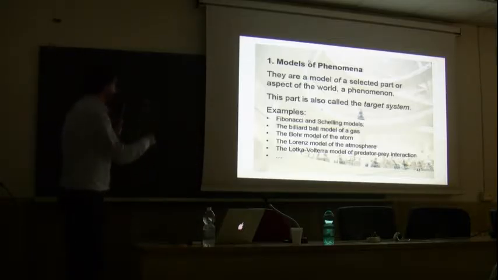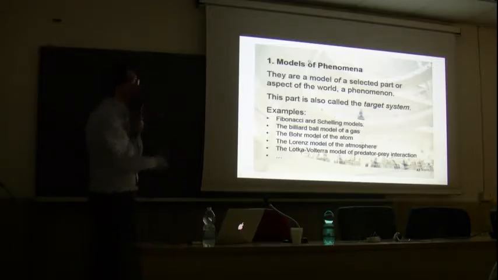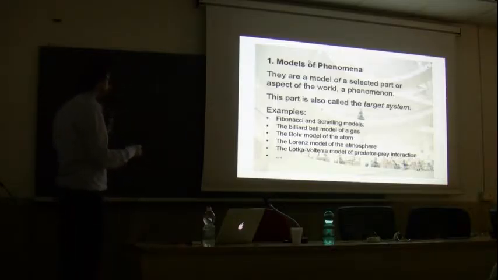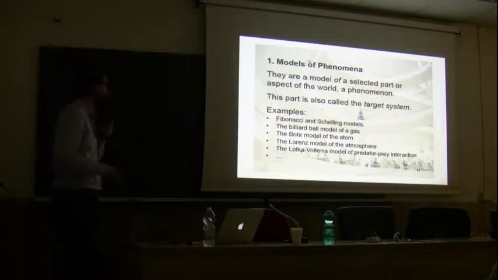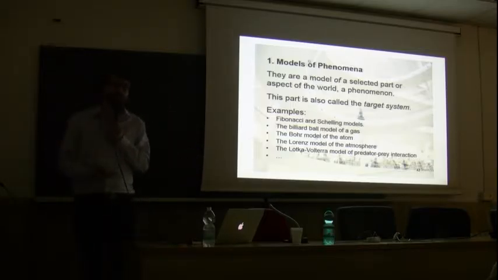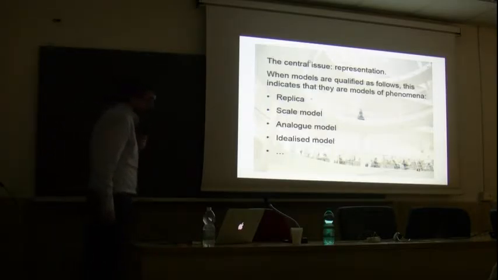And you can continue here, so the billiard ball model of a gas. Quite often if you look at the names of models, you already find an indication of what the target system is. So you have the billiard ball model of a gas, so gases are the target system of these models. The Bohr model of the atom, so the target system is the atom. The Lorenz model of the atmosphere, the Lotka-Volterra model of predator-prey interaction. So you often find the indications in the names of the model. And the central issue here is representation.